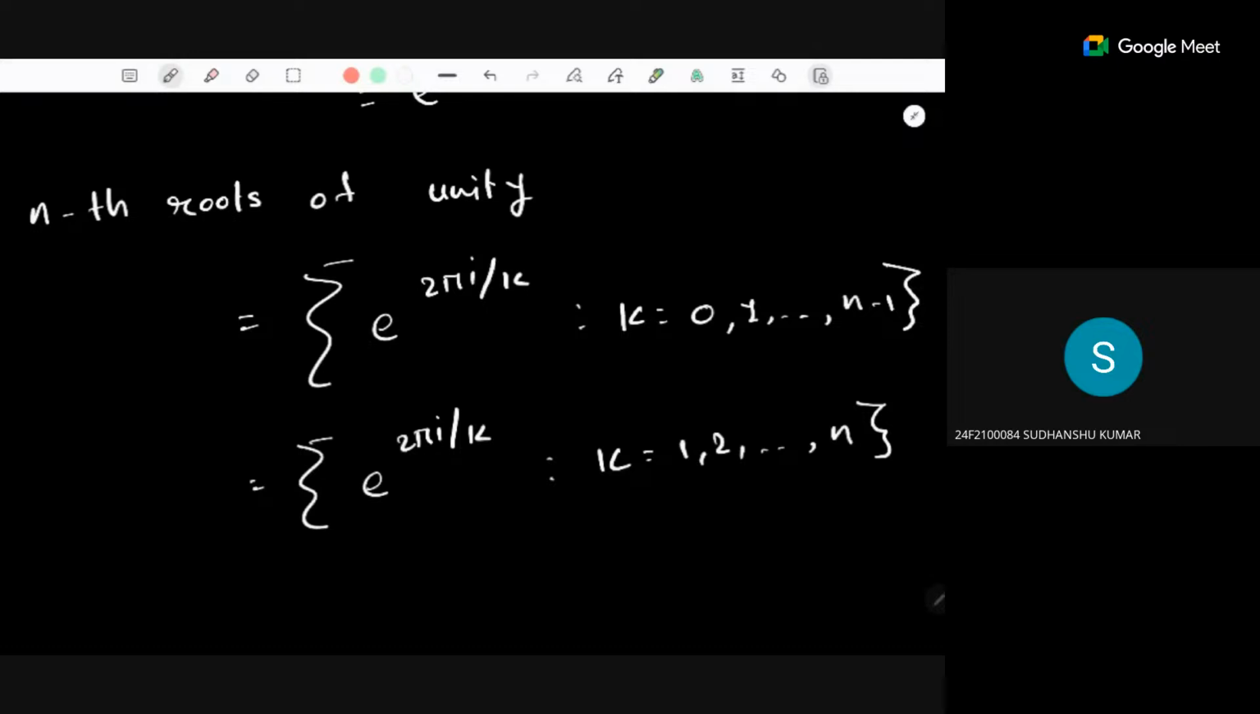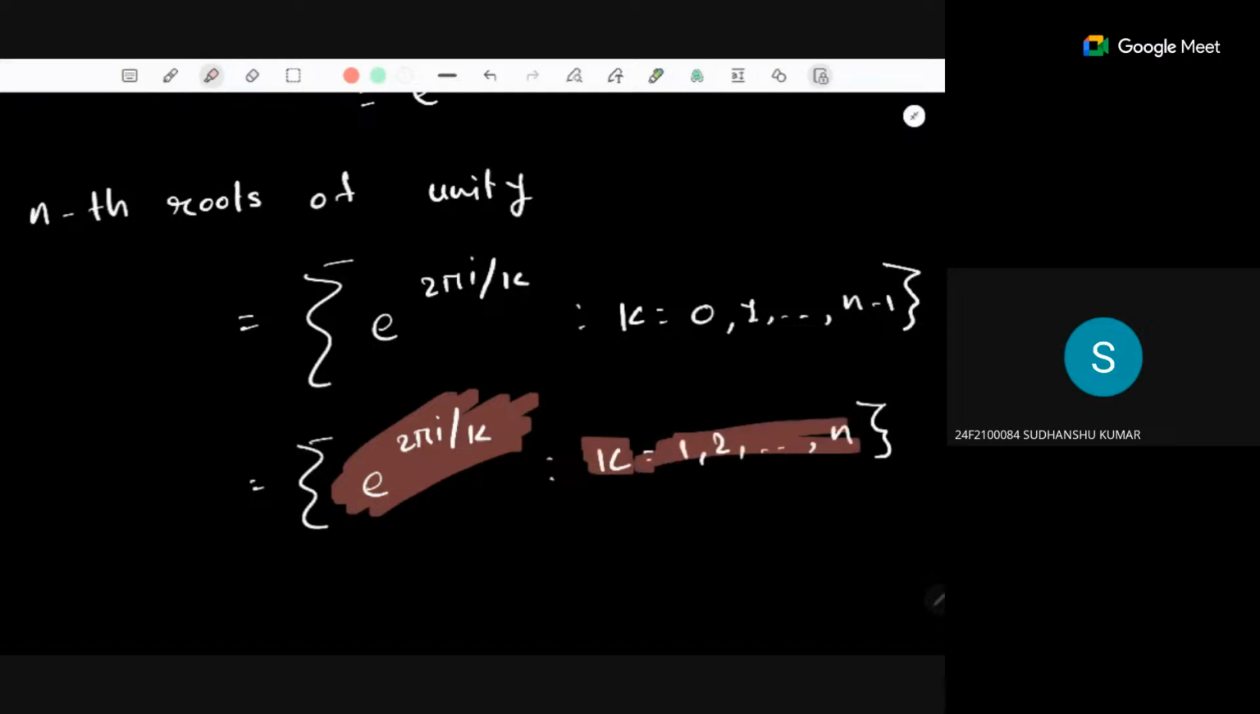So for finding the nth roots of unity, now we have a very nice formula. All the nth roots of unity will look like e to the power 2 pi iota by k, where the value of k can range from 0 to n minus 1 or 1 to n. Both are the same. Here k cannot be complex, so we are restricting ourselves to take the values of k from 1 up to n. Now, using this formula, we can actually find the roots of any complex number.